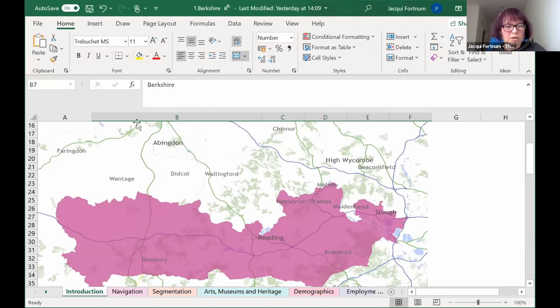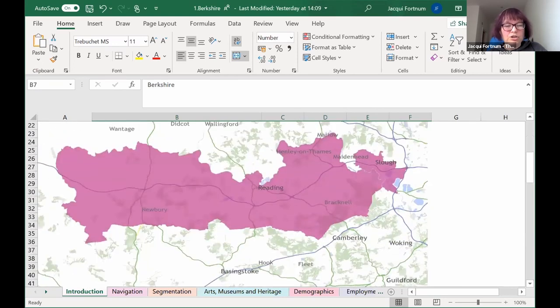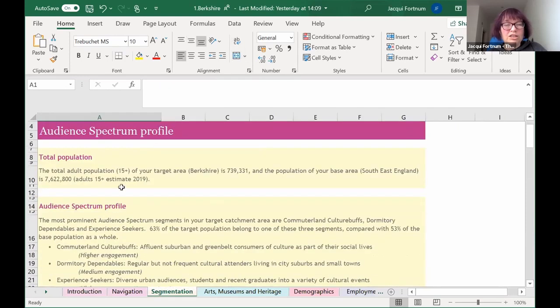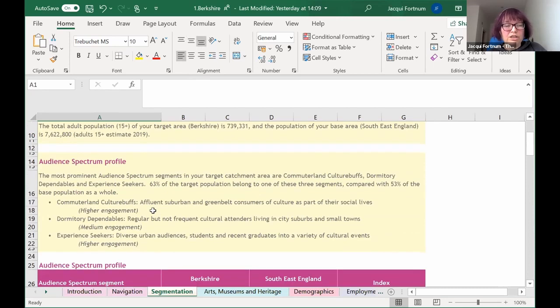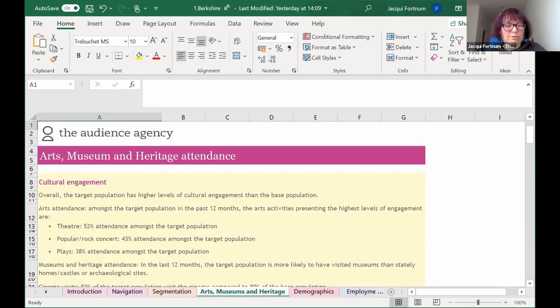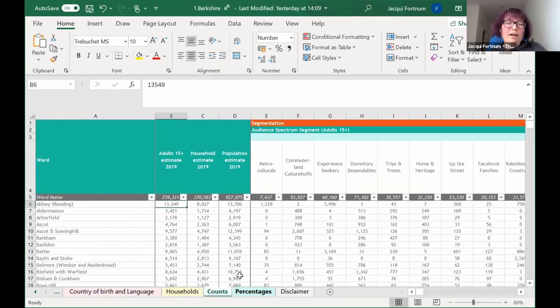So here we go. This is the Berkshire catchment, and again, it's got all of the same tabs, all of those same little digests at the top of each of the tables to tell you what the key figures are for each of those metrics, and it goes through all of the same information. And again, right down to the percentages and the counts for each ward.